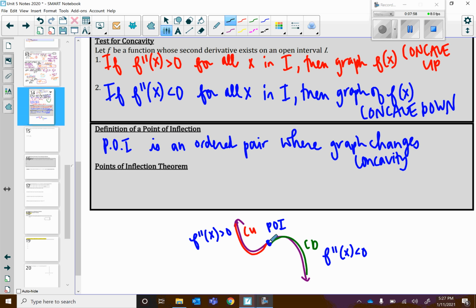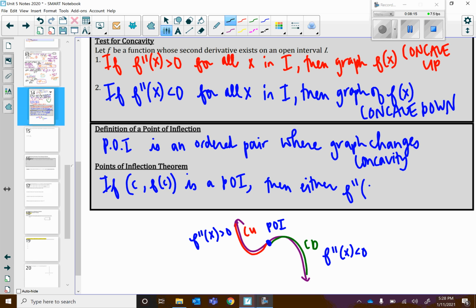The point of inflection theorem says if some point c, f of c, is a point of inflection, then either the second derivative at that value c is 0, which is what I'm showing you in this image, or the function is not differentiable at x equals c.